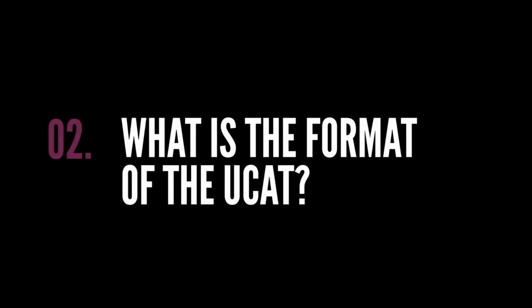What is the format of the UCAT? The UCAT is split into 5 different sections: verbal reasoning, decision making, quantitative reasoning, abstract reasoning, and situational judgment.